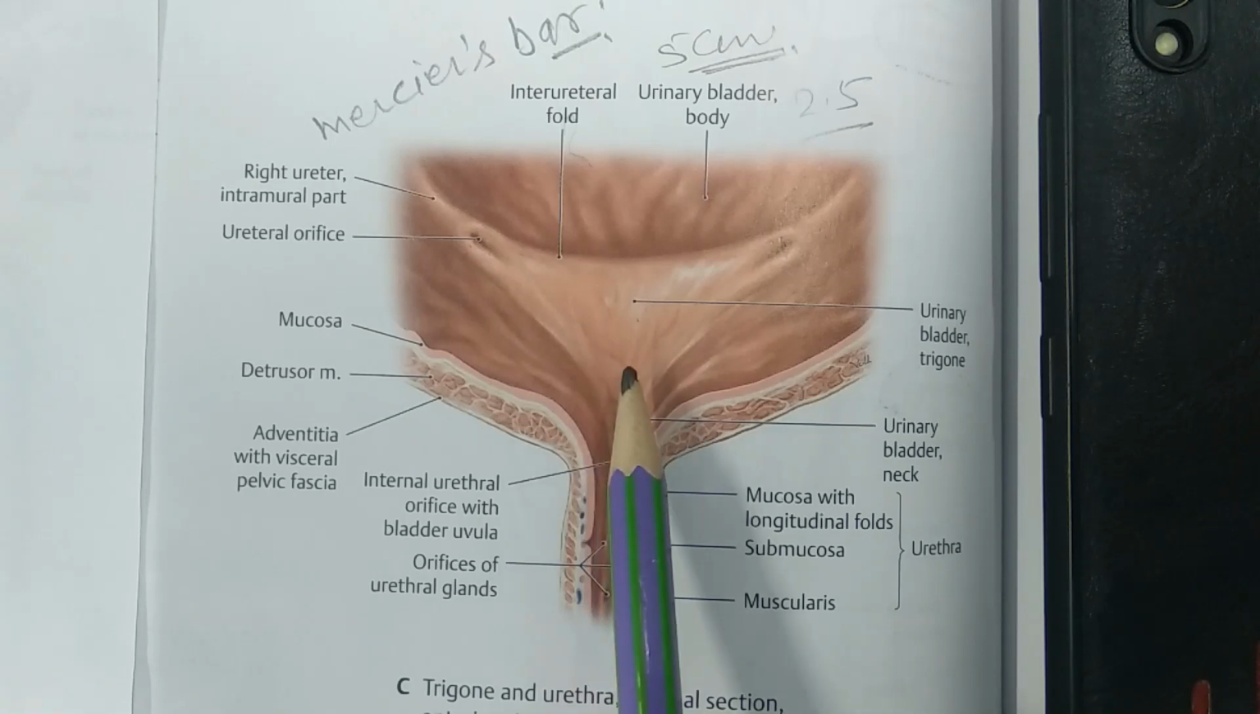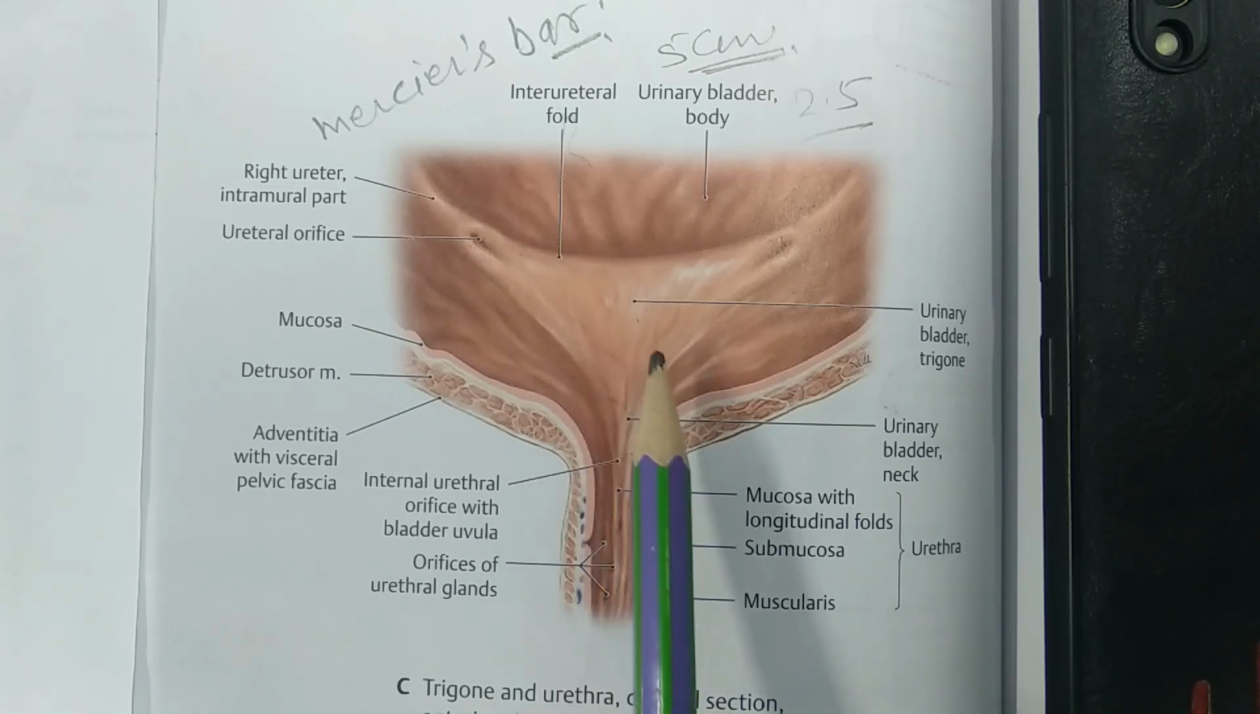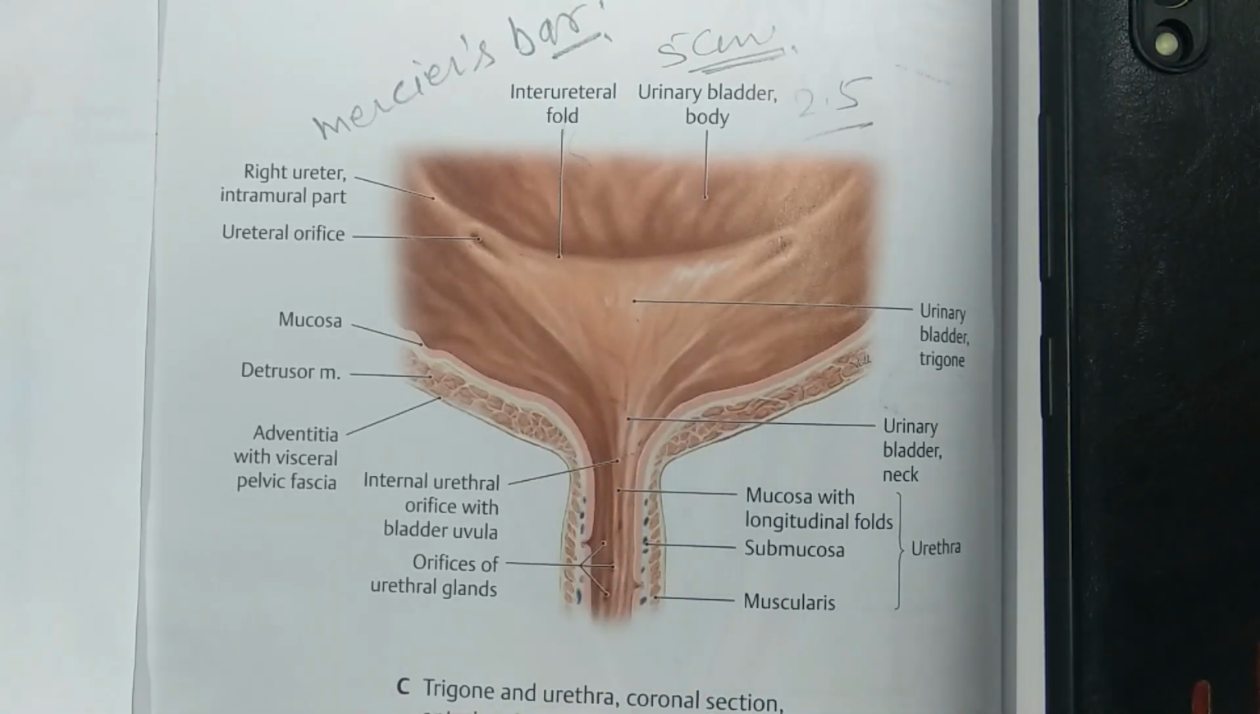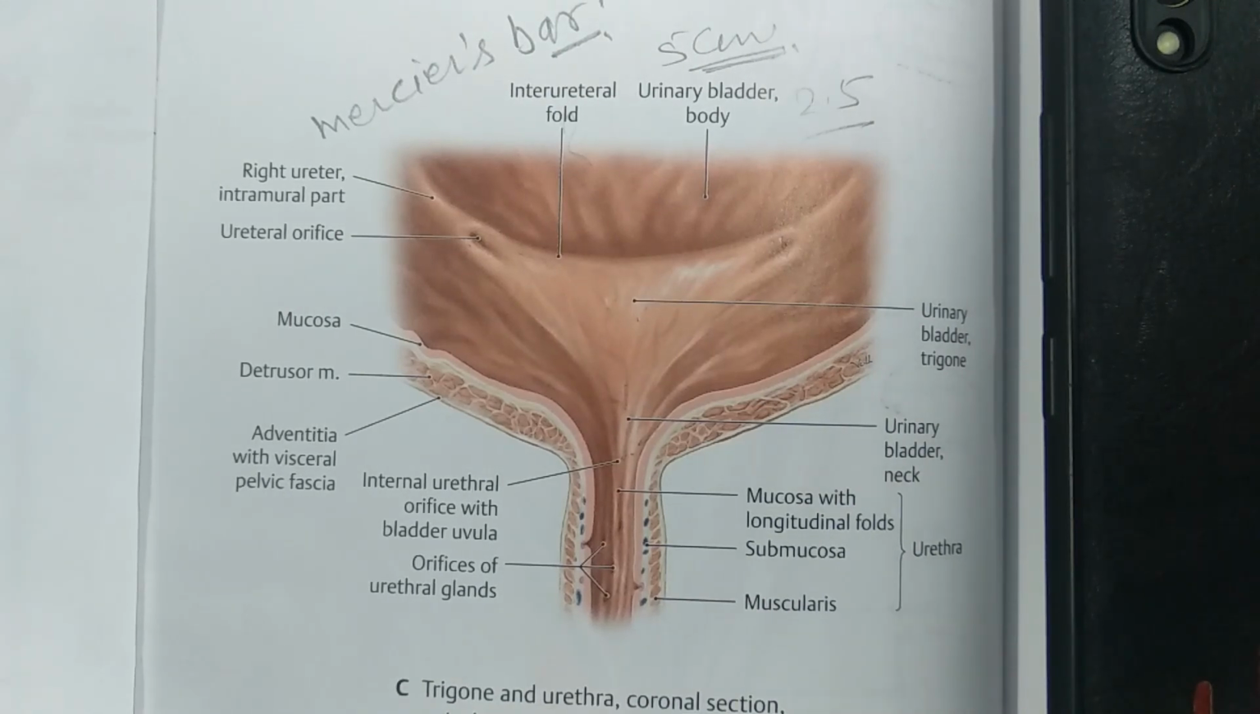Let's discuss some clinical aspects regarding this trigonal area. Some male old age patients come with the complaint of increased frequency of micturition. What happened in this case? In males, this uvula vesicae gets enlarged in old age due to the enlargement of the prostate, and thus it obstructs the outflow of urine.